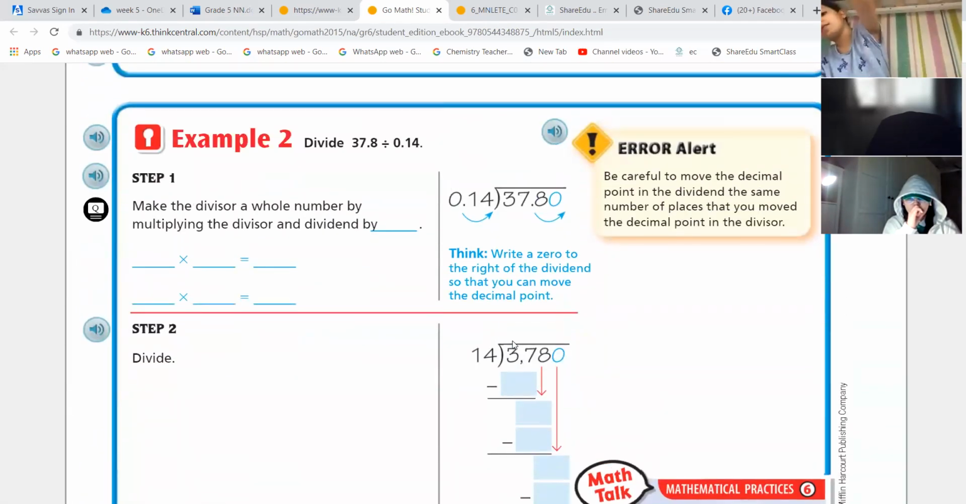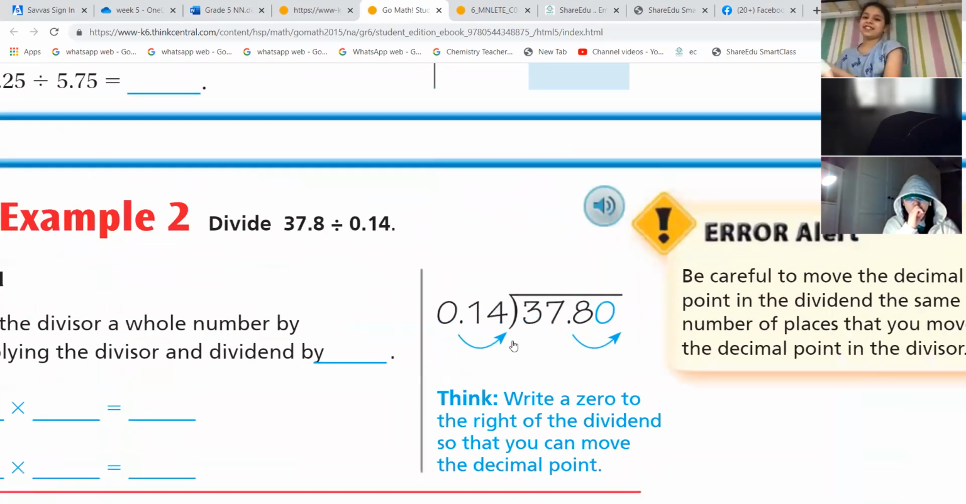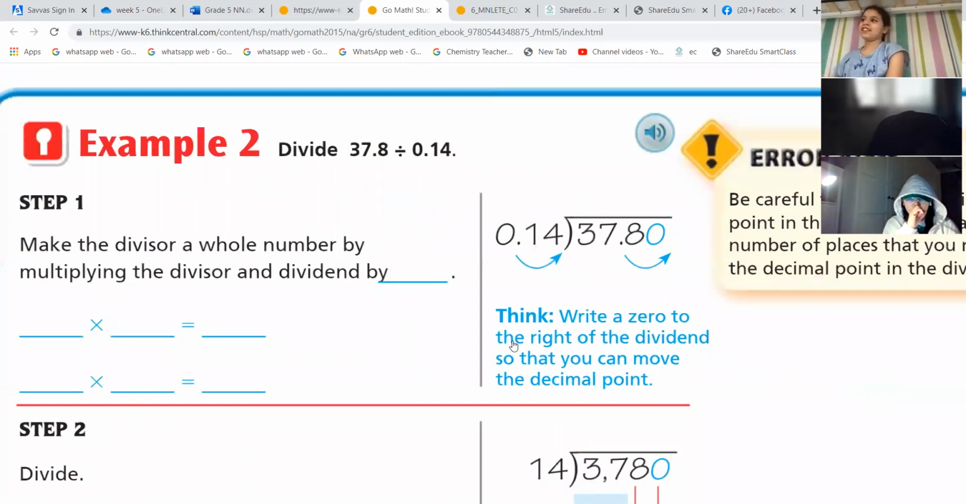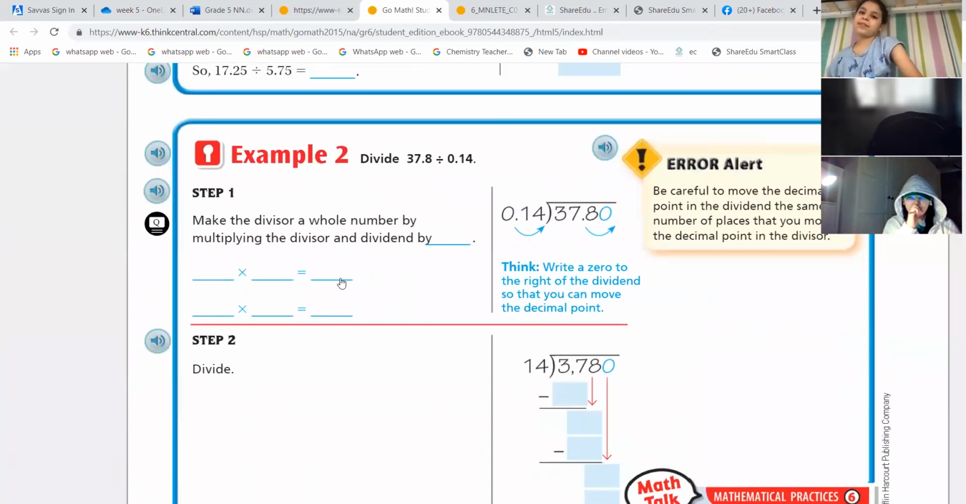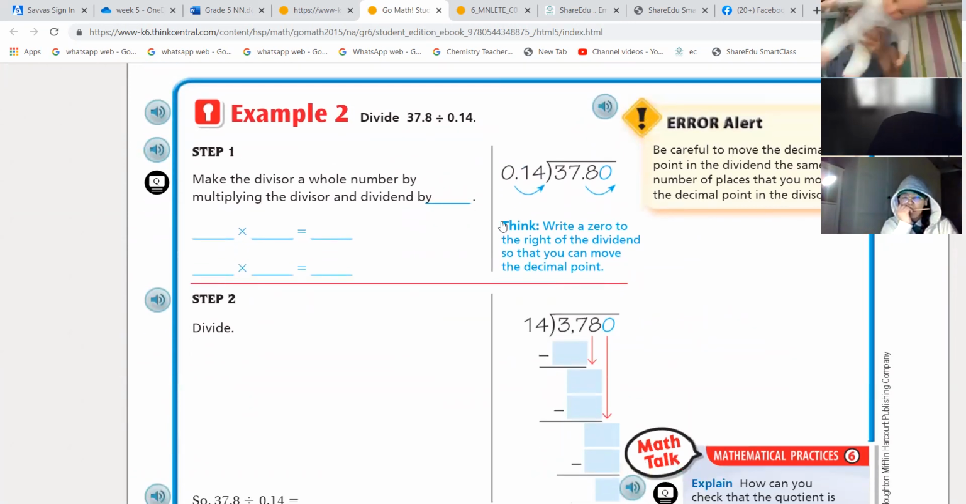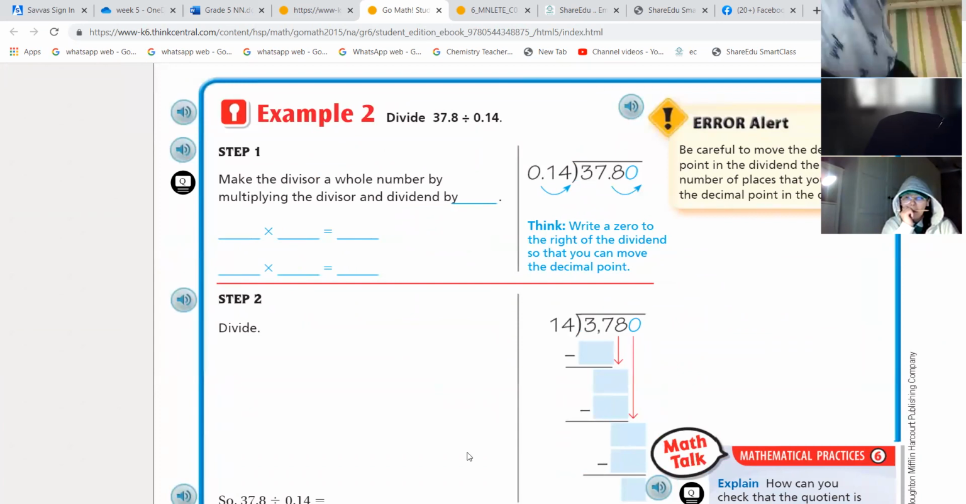Okay, now example 2. Let me call out your name. Okay, girls, do one thing. Just put, no, I will explain. This is a little bit different.